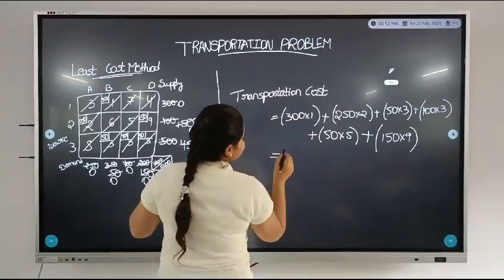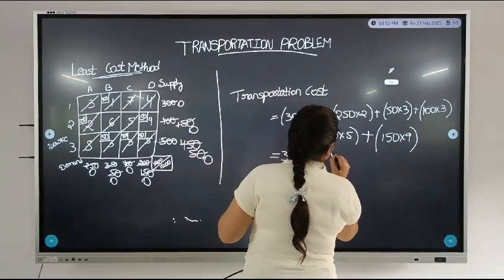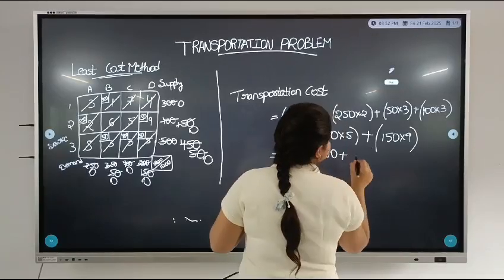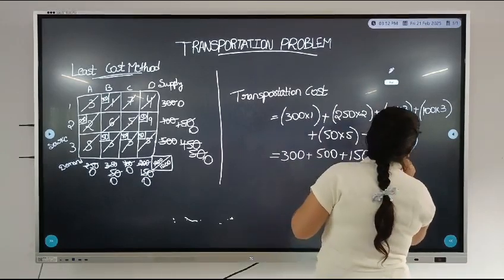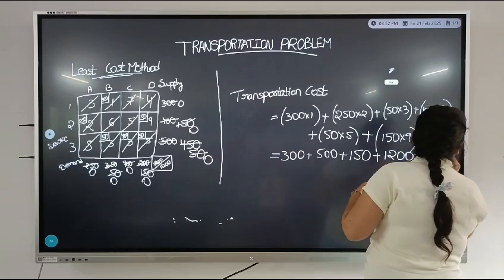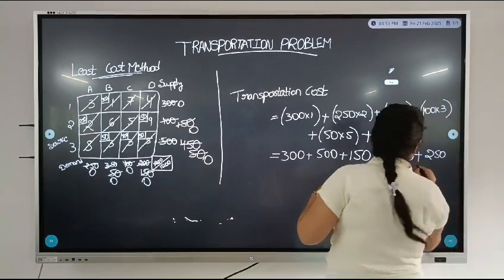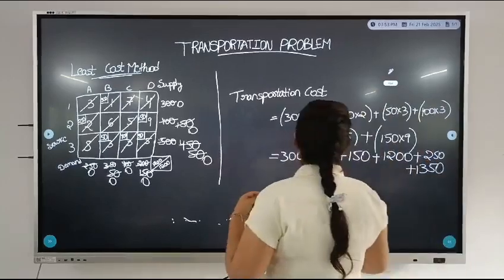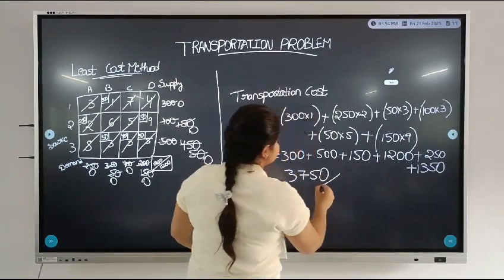Now solve this one. 300 plus 500. Now the final answer is 3750. This is the transportation cost.